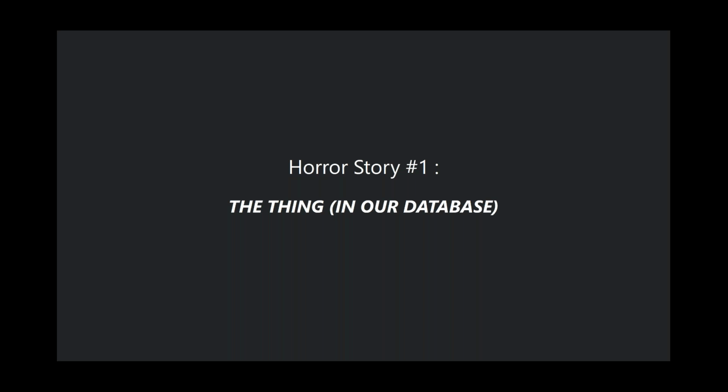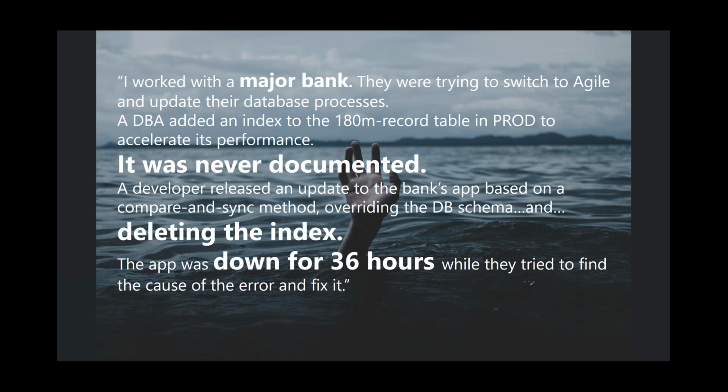So this is actually from a meeting that I attended. I was talking to a DBA who told me a very interesting story. He said, I was working in a major bank. We were implementing Agile processes. The DBA added an index on a 180 million record table in production to deal with performance issues. The thing is, it was never documented. It was added directly to production. A developer was supposed to, and this is again for the agility, they were trying to shift weight into development. The developer was using a compare and sync tool. He was comparing development with production.